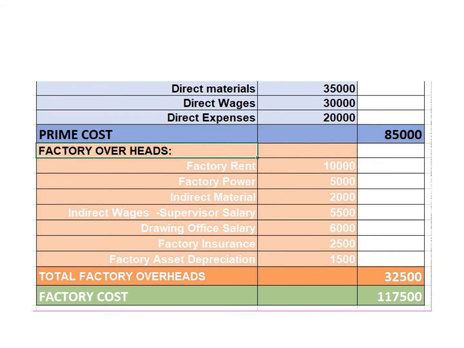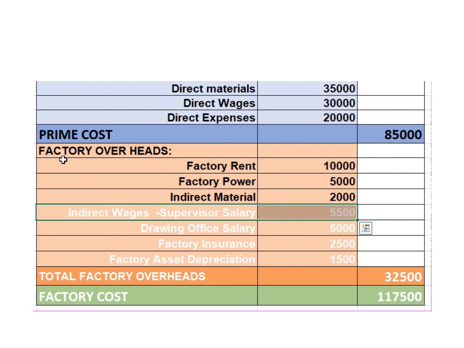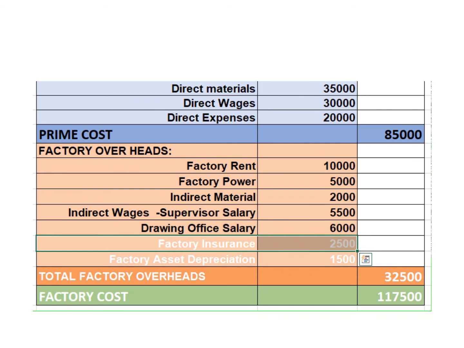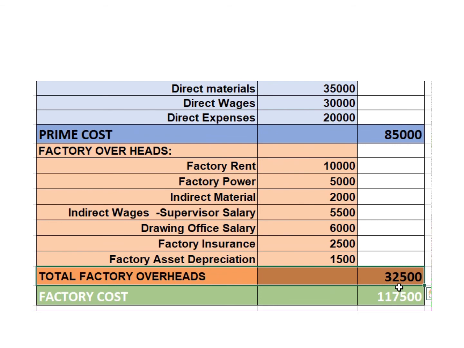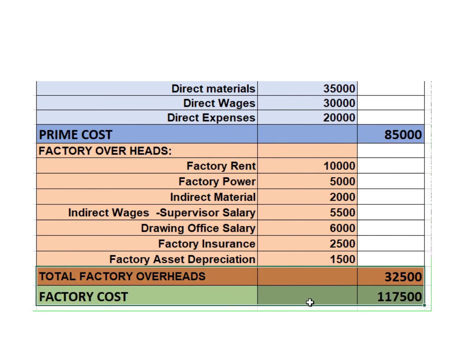Now we'll calculate the factory overheads. So what are the factory overheads? We have factory rent, factory power, indirect materials, indirect wages, drawing officer salary, factory insurance, factory asset depreciation. So the sum of these all will give you the total factory overheads. And finally, for the calculation of factory cost, it is the sum of prime cost and factory overheads. So you now get the factory cost, which is 1,17,500. Hope you are clear with the factory cost calculation in the cost sheet.